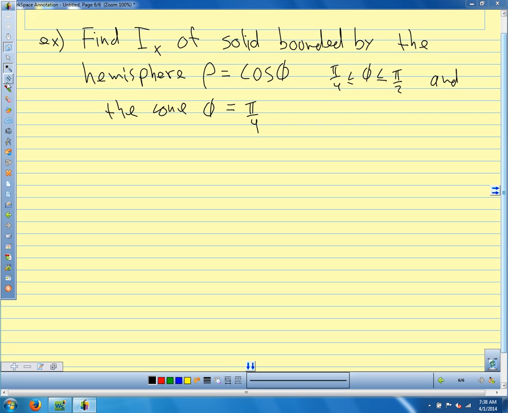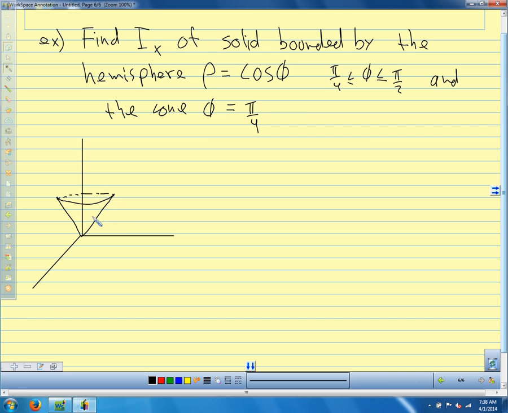So what we're talking about here is, just a quick sketch, we have a cone like so, and put this in here, there's our cone. Rho equals cosine phi is a sphere of radius 1. Do that in red. That's tangent to the origin. So let me extend this up a little bit. So we're talking about this, the cone is going to intersect the sphere here.